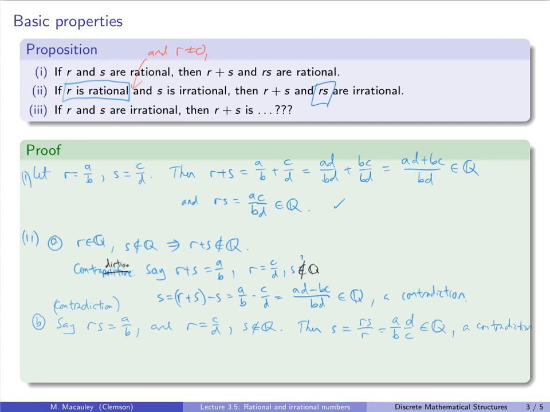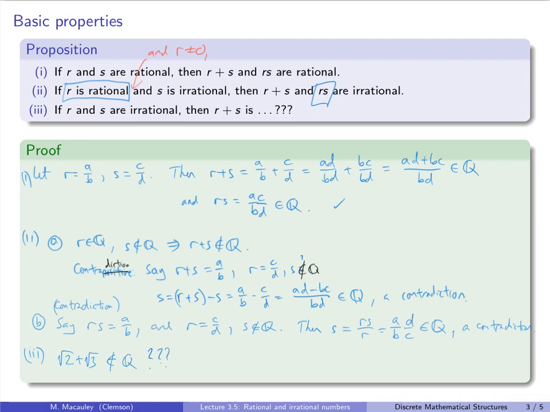Okay, finally, for the third one, if R and S are irrational, then R plus S is what? Well, it seems like if you take two random irrational numbers that you should probably get something irrational, so something like root 2 plus root 3, or root 2 plus pi should probably be irrational. And we don't know how to prove that. I'll show you how to prove something like this soon.